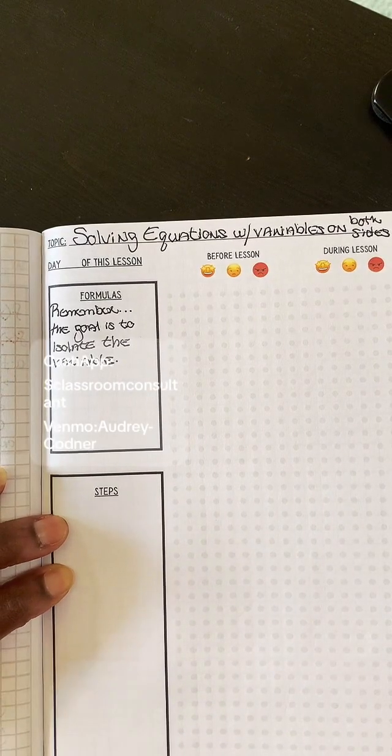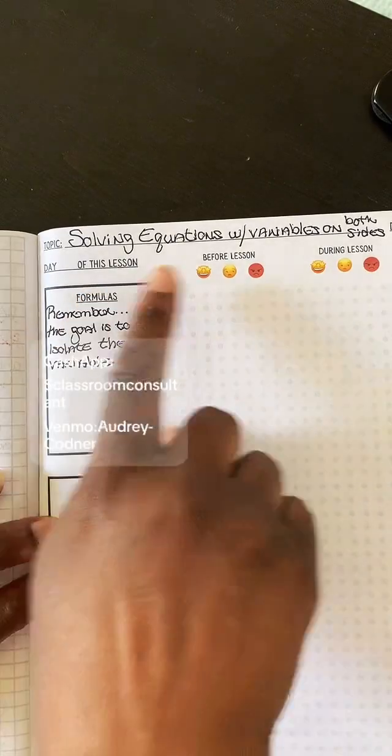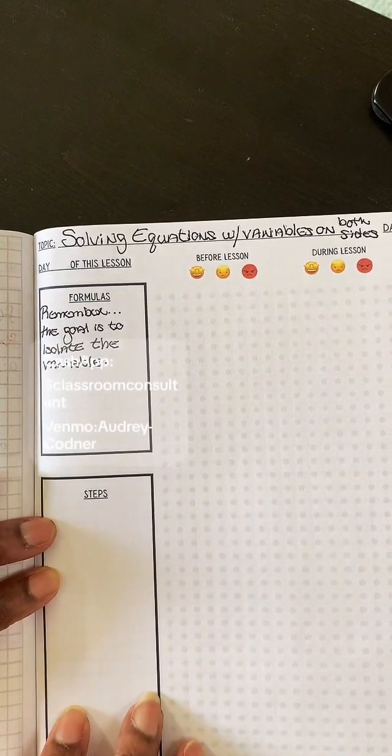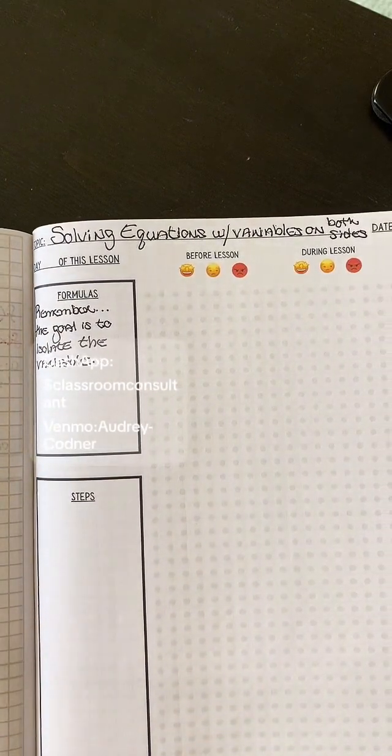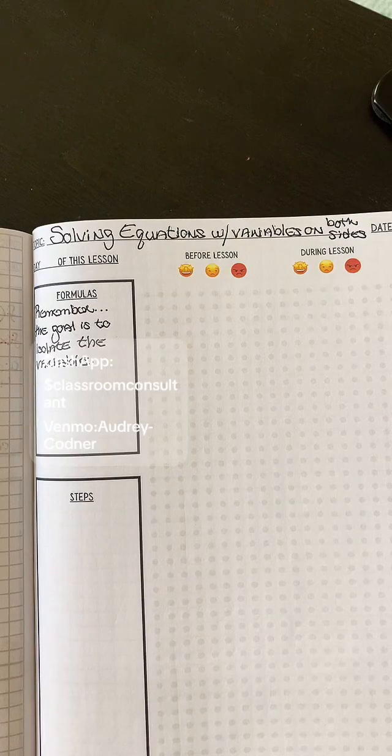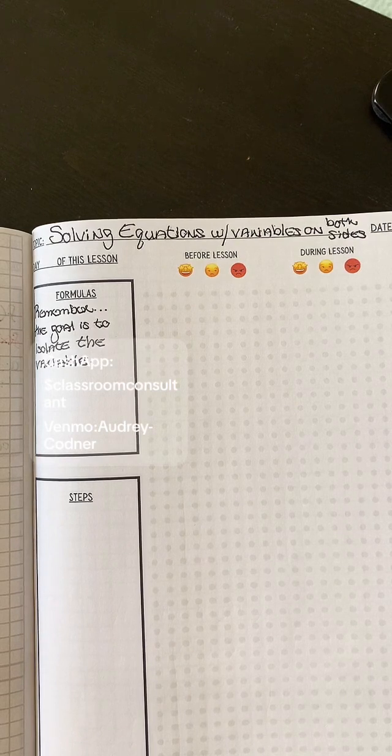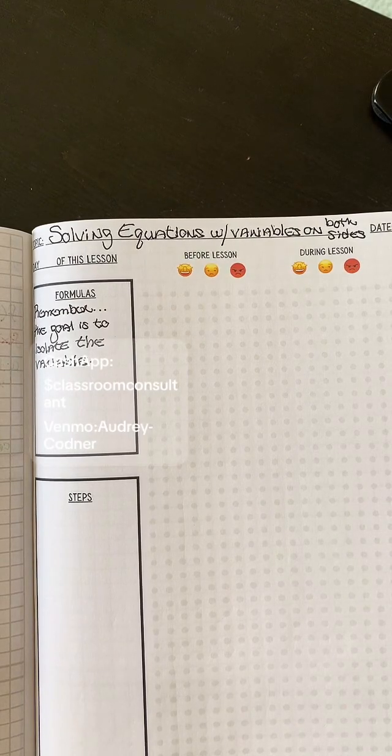So what we're working on today is solving equations with the variable on both sides of the equal sign. Now, I know we're really good at one step. We're okay with two steps, but every time there's a variable on both sides, it tends to trip some people up.